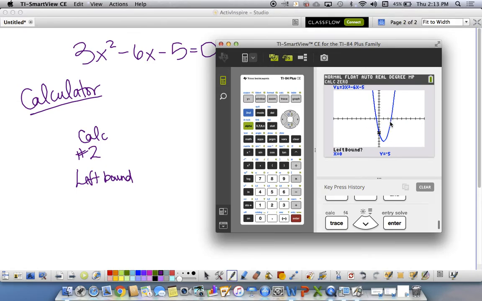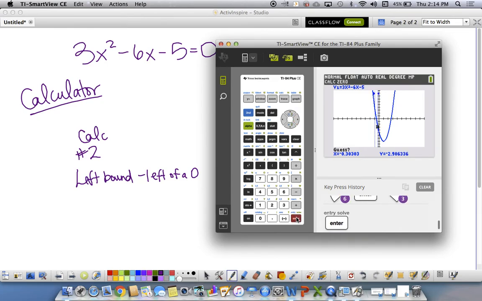When it says left bound, you go to the left of a 0. So I'm going to use my cursor, and I'm going to go to the left of this 0. So this line here, this part, is to the left of this 0. And then I'm going to hit enter. And then it says right bound. I'm going to go to the right side of that same 0. I'm going to use my cursor to arrow over to the right side of where that 0 is, and I'm going to hit enter.